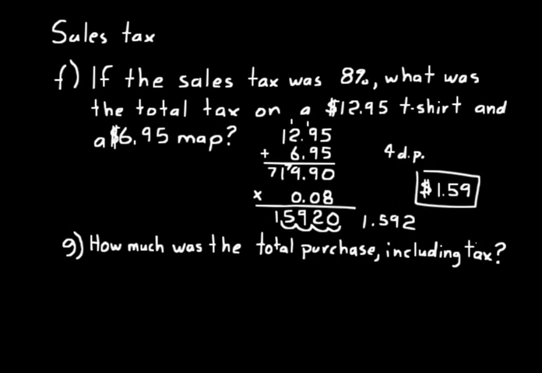So what we would do is say 19.90 plus $1.59. You go ahead and just do your addition here. Get the decimal place. $19.90 plus $1.59 is equal to $21.49. That's the total purchase: $21.49.